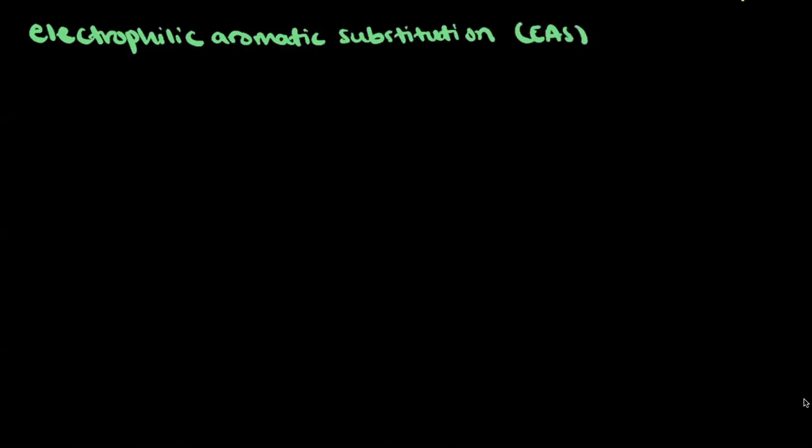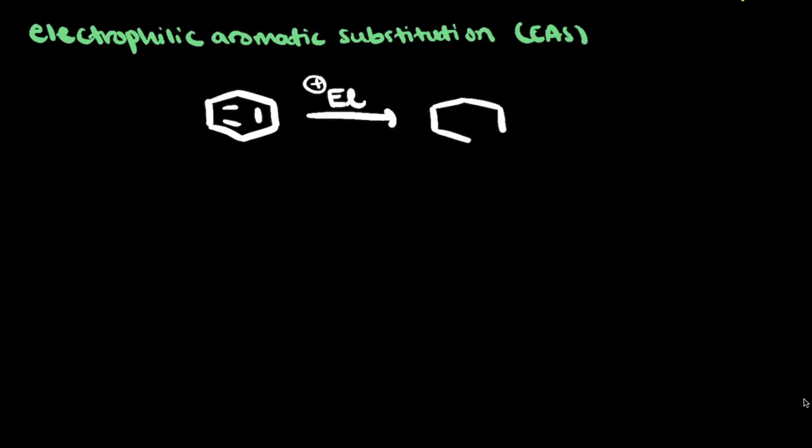Okay. So a general representation of what an electrophilic aromatic substitution reaction is: you start off with some sort of an aromatic ring like benzene. And you're going to be using some sort of an electrophile, usually activated by a Lewis acid catalyst. And you will in some way, shape, or form be adding that electrophile to your aromatic ring.